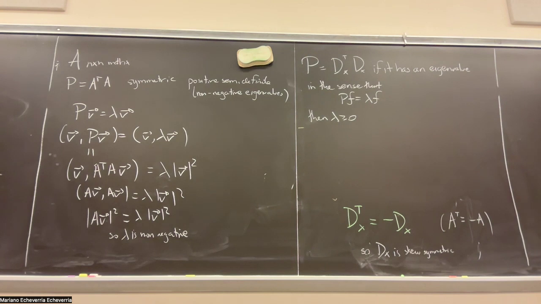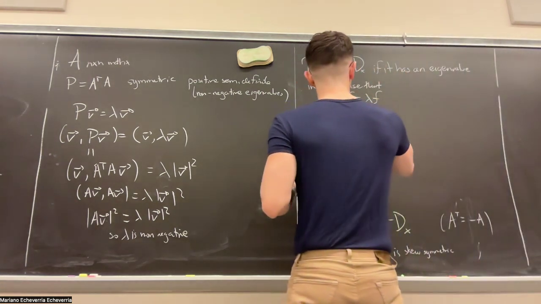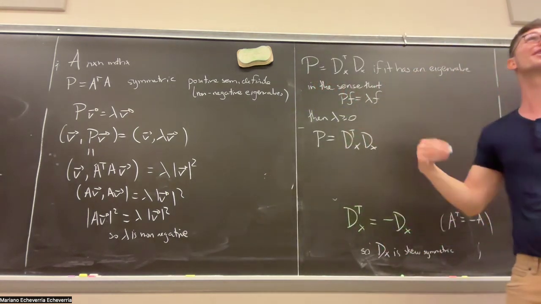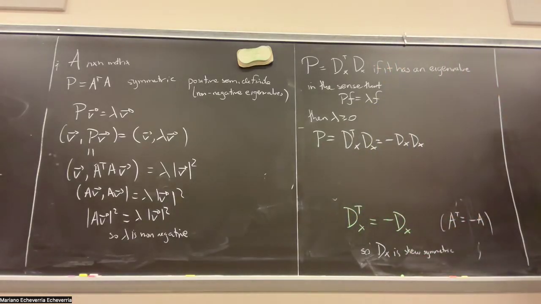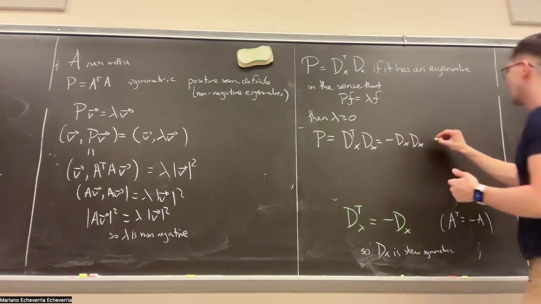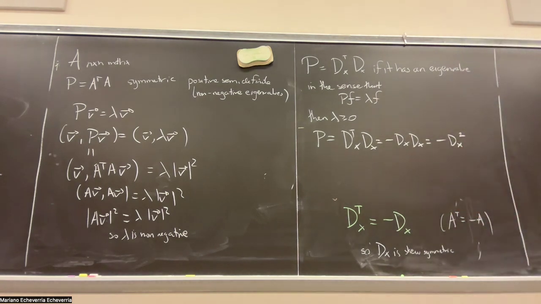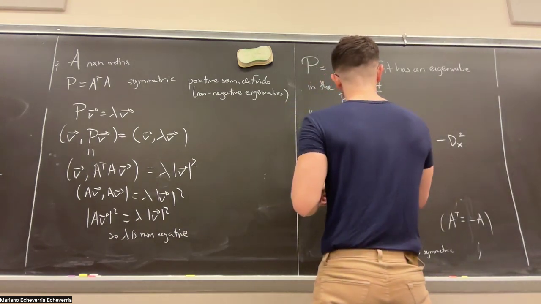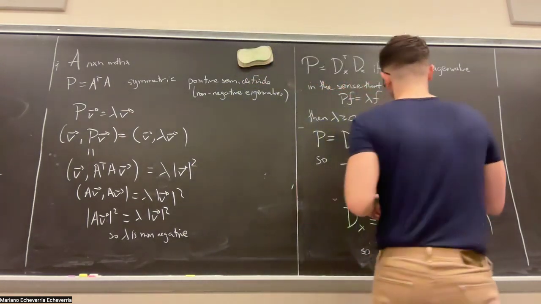And the cool thing is that you can be a little more precise about what P is. P is the transpose of the derivative times the derivative, and we already know that the transpose of the derivative is minus the derivative. So you get minus the second derivative. So that's just saying that minus the second derivative has non-negative eigenvalues.